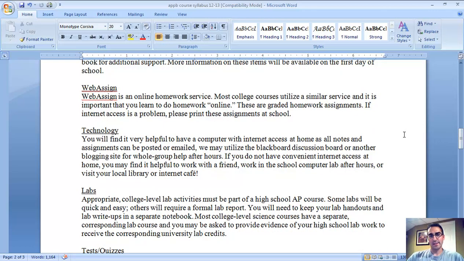WebAssign is an online learning and homework service. There are a lot of things that we can do with WebAssign. In the past, we've only used it for homework. This year, we might explore more. It's a service that has been purchased by the school in the past, and you should not have to pay for that. It's about $10, I believe, and I'll make a video on how to enroll in WebAssign and how to use it in the future.